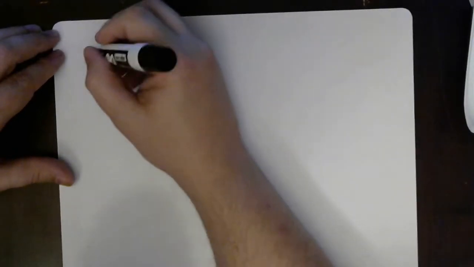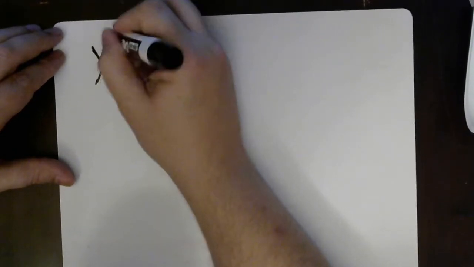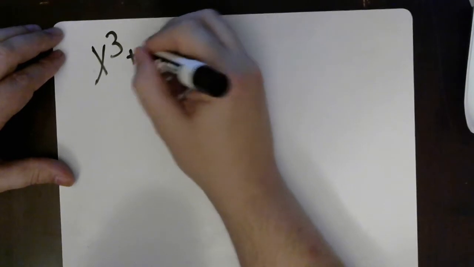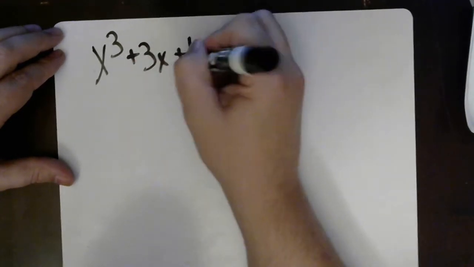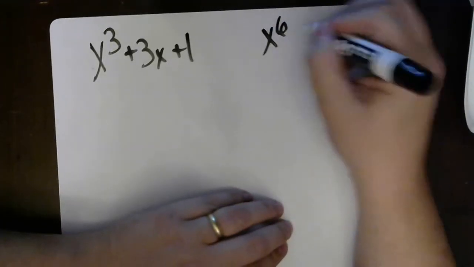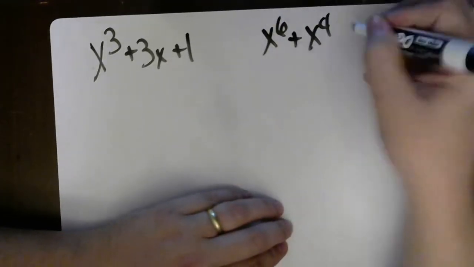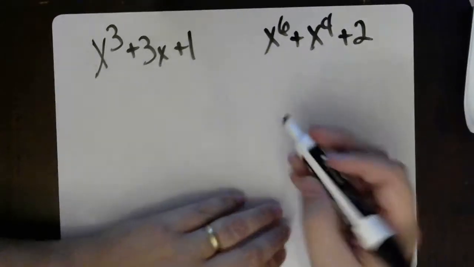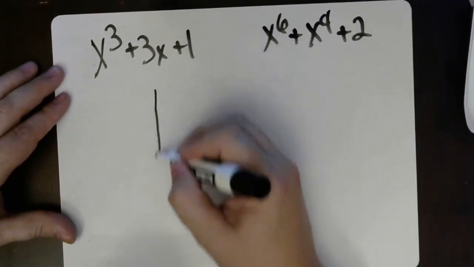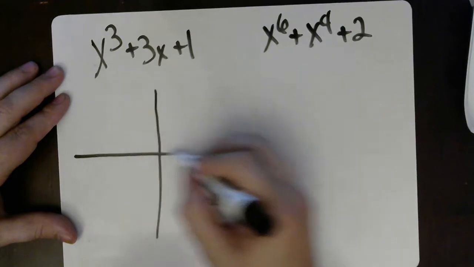So let's take a couple things that we know. So we're going to do x to the third plus 3x plus 1. And we'll do a higher number. Let's do x to the sixth plus x to the fourth plus 2. Let's go step by step on how this works.